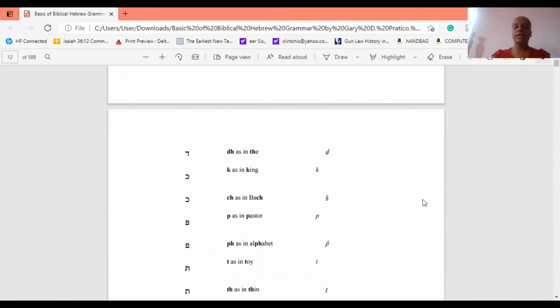And finally, Taw. Some persons say Tav or Taw. Either pronunciation is correct. With the Dagesh Lene, the hard pronunciation is T as in toy, and transliteration is T. Without the Dagesh Lene, it is TH, that's a soft pronunciation as in tin, and the transliteration is T with the horizontal line below, or some books you'll find TH.